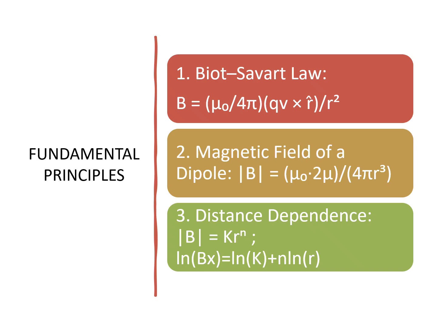The second fundamental principle throughout this lab is the magnetic field of a dipole. So the magnitude of the magnetic field is mu naught times 2 times the dipole moment divided by 4 pi times the magnitude of r cubed.